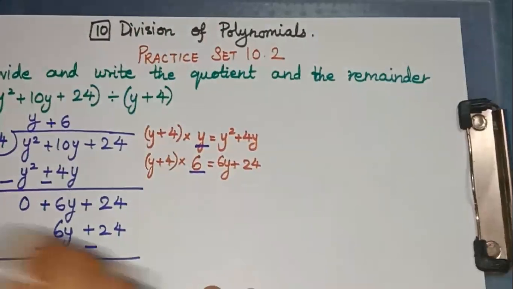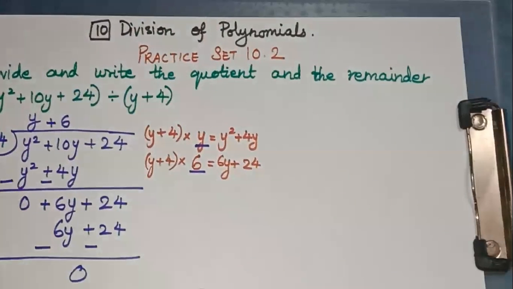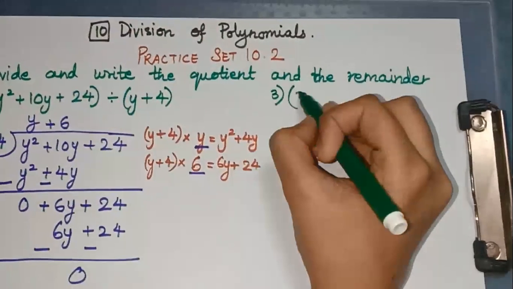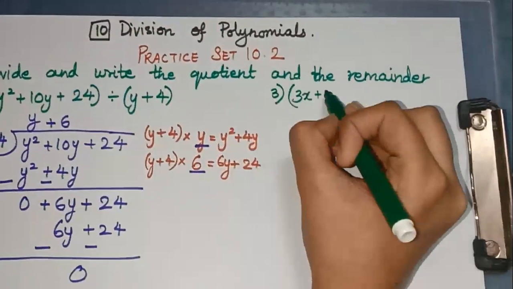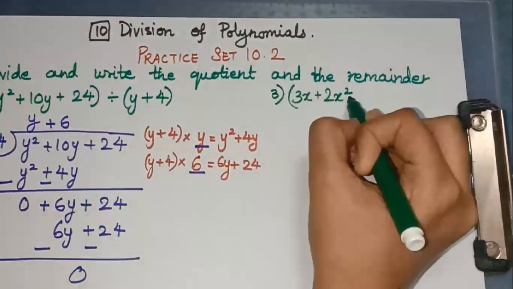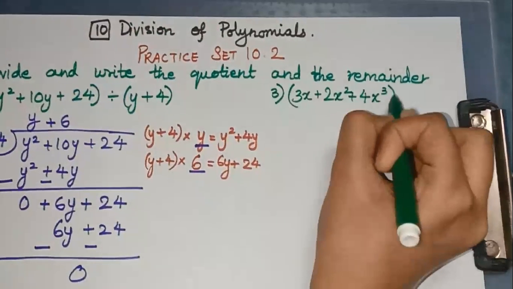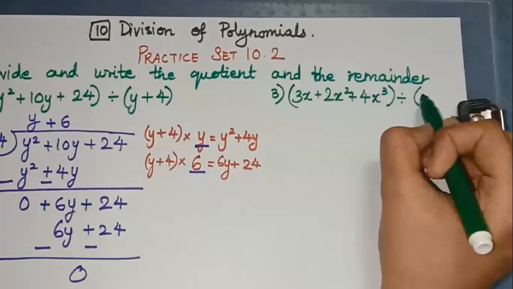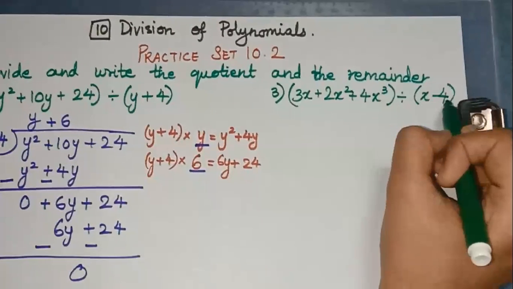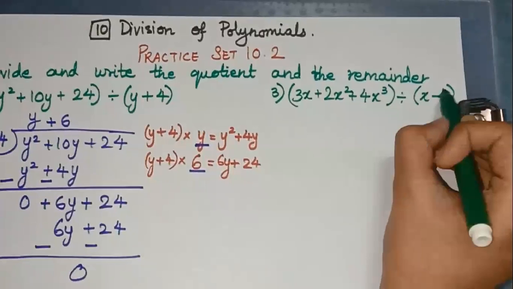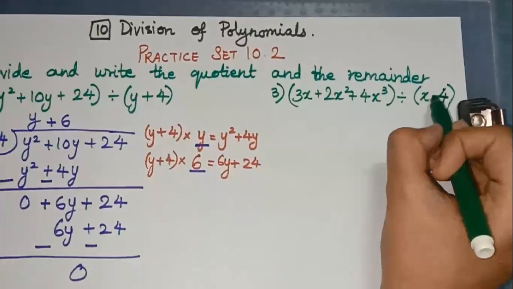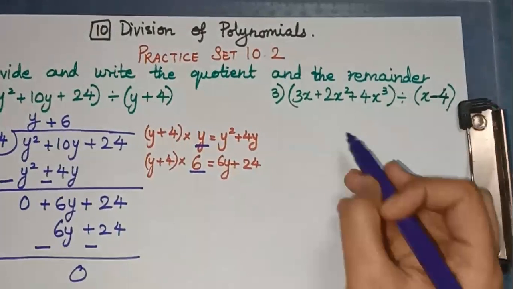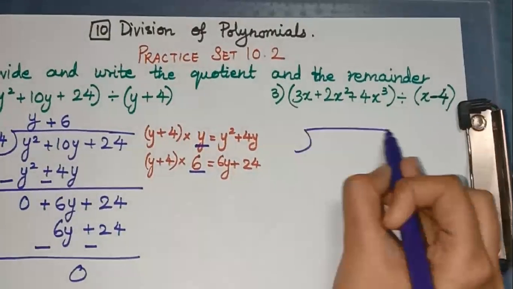So sum number 3 says 3x plus 2x square plus 4x cube divided by x minus 4, okay? This is 4, girls. X minus 4.